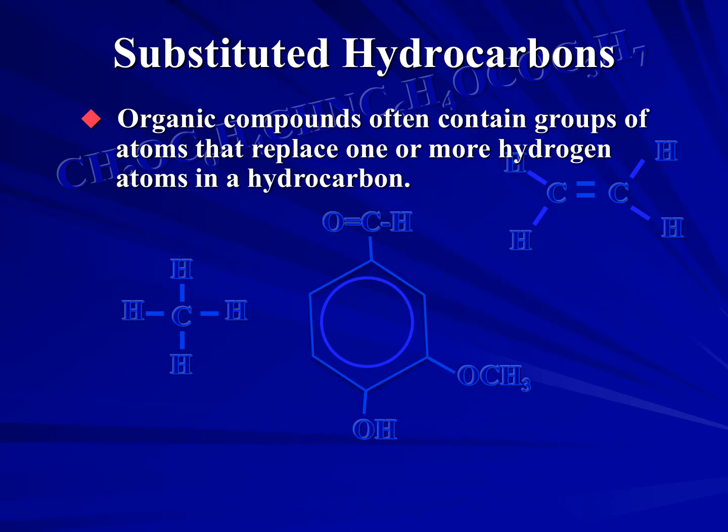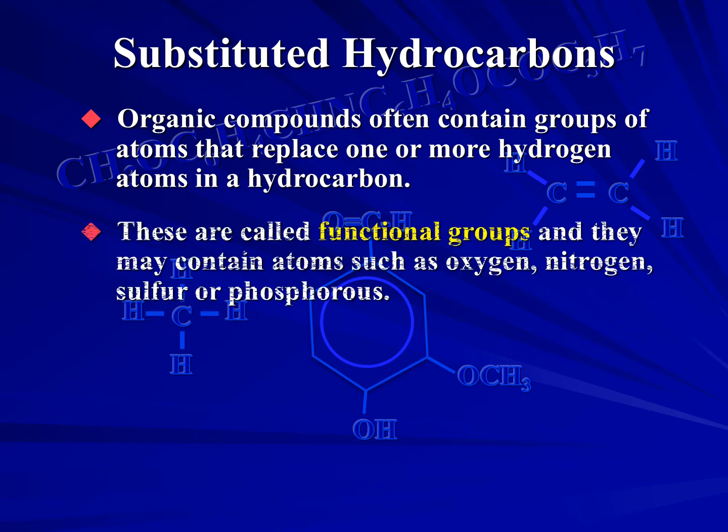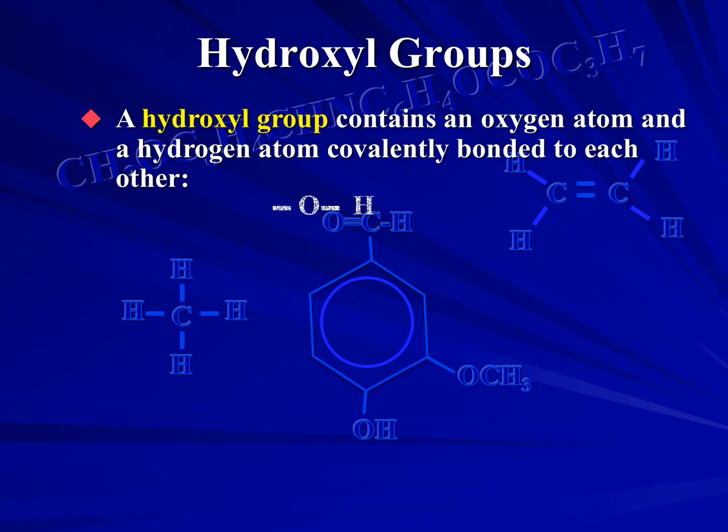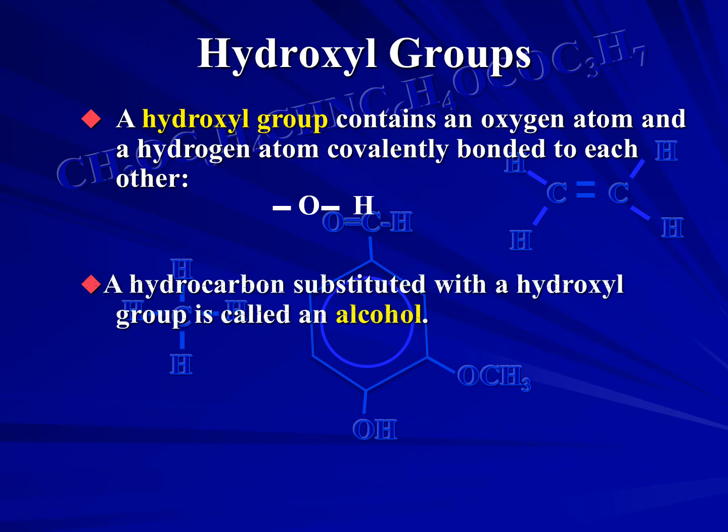Substituted hydrocarbons are organic compounds that contain groups of atoms that replace one or more hydrogen atoms in a hydrocarbon. These are called functional groups, and they may contain atoms such as oxygen, nitrogen, sulfur, or phosphorus. The most common types of functional groups are hydroxyl, carboxyl, and amino groups. A hydroxyl group contains an oxygen atom and a hydrogen atom covalently bonded to each other. These are also called OH groups. A hydrocarbon substituted with a hydroxyl group is called an alcohol.